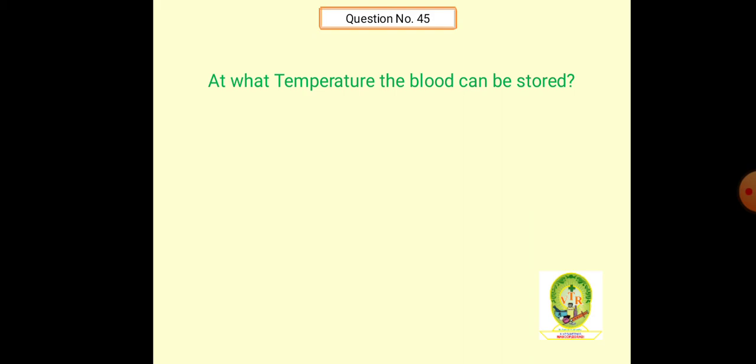At what temperature can blood be stored? Options are A. 16 degrees Celsius, B. 4 degrees Celsius, C. 0 degrees Celsius, D. 0 degrees Celsius. Right answer is B.